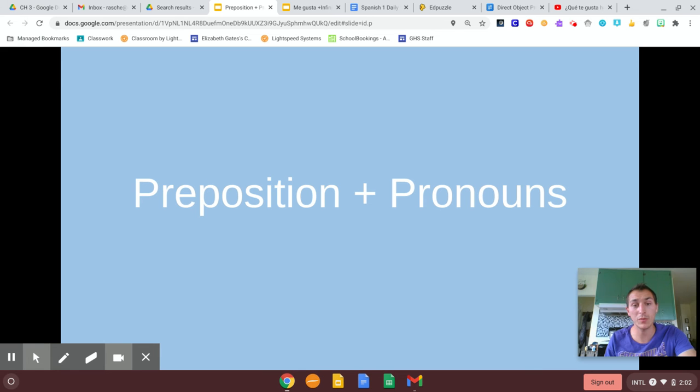So today we're going to talk about prepositions and pronouns. A couple of words that maybe you don't know what they mean if you don't remember them from La clase de inglés, from English class. Don't worry, we've talked about both of them before. We'll talk about them again hoy.